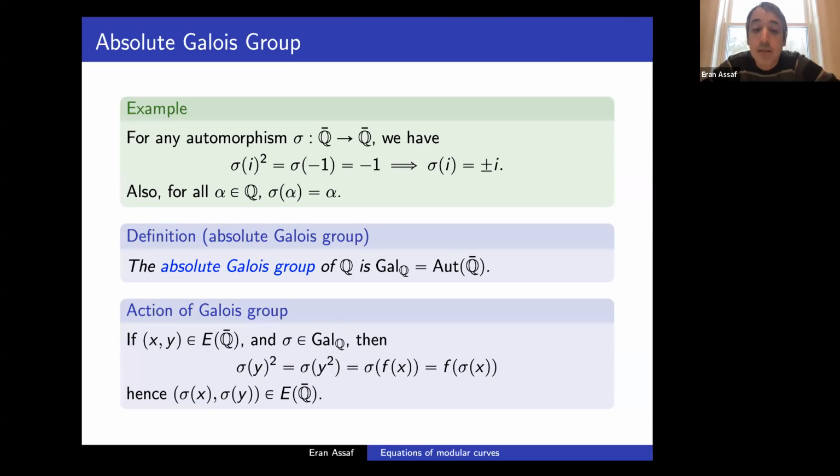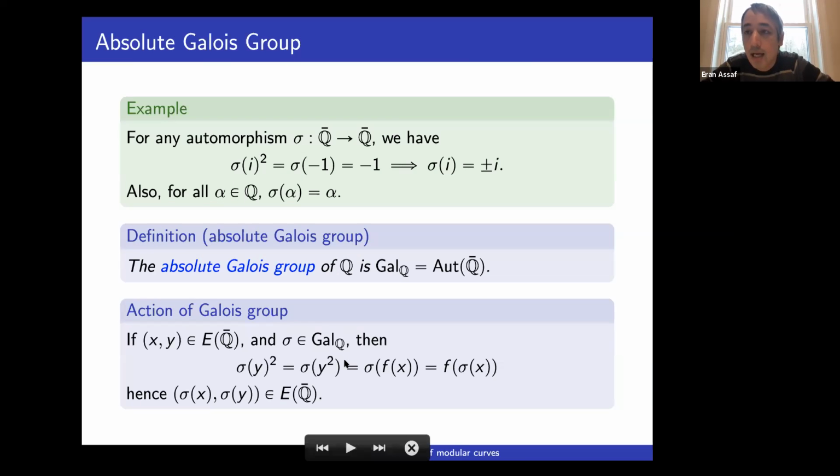And this group acts on solutions to our equation. So if we have an elliptic curve and we look at points with coordinates which are algebraic numbers, then by acting with an automorphism on these coordinates, since these automorphisms preserve the multiplication and addition, they also preserve the equation of the elliptic curve, and we obtain another point, which is a solution to our curve, to our equation.